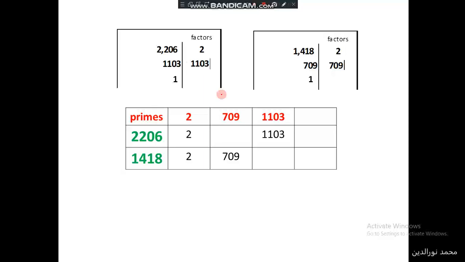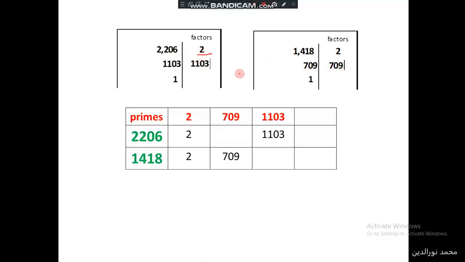In this exercise, we have 2206. It's divisible by 2 to give 1103, which is a prime number divided by itself. On the other hand, we have the number 1418. It's an even number and it's divisible by 2. It gives 709, which is a prime number divisible by itself. And then we put in the table the primes.